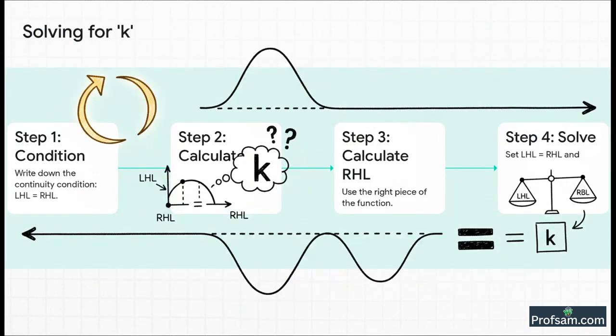And the method is just our golden rule, but we use it in reverse. You start by saying, okay, for this function to be continuous, I know that LHL must equal RHL. Then you just calculate the LHL and RHL from the function they gave you. These will have the letter k in them. Finally, you just set them equal to each other and solve the simple equation to find k. That's all there is to it.